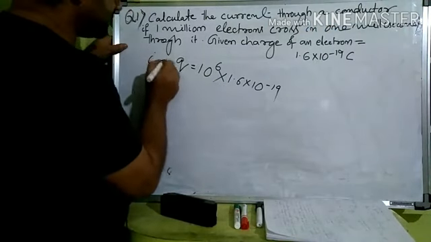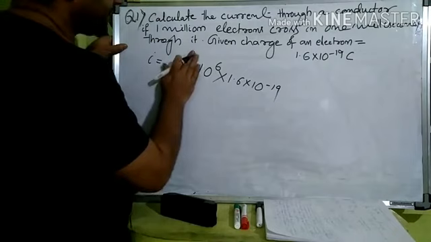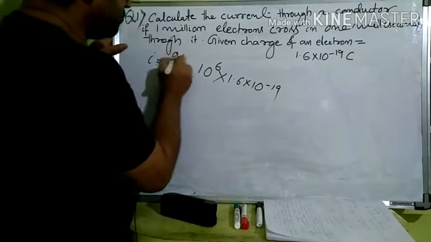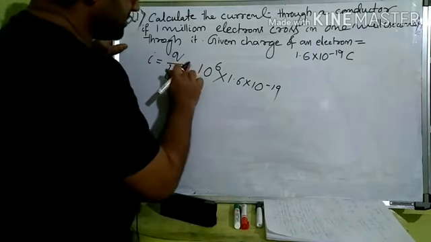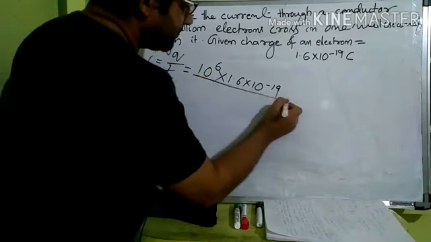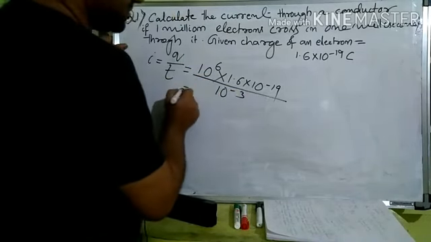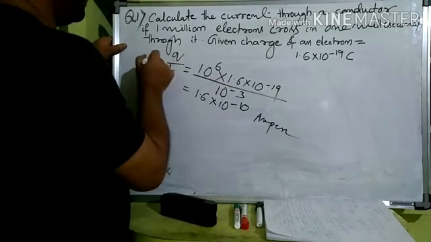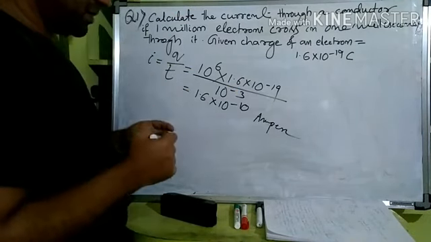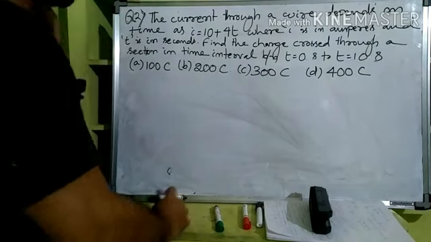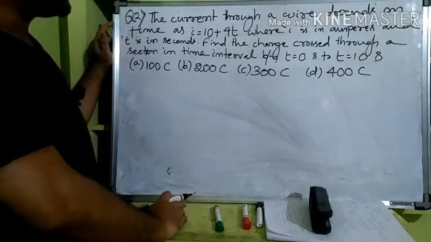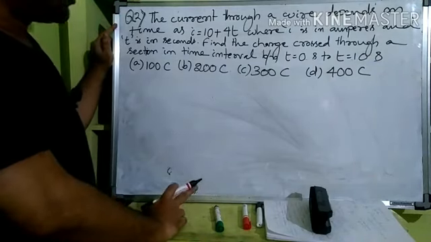So I is equal to Q by t, which is equal to Q divided by 10 to the power minus 3. This is equal to how much, right? Simple, right?